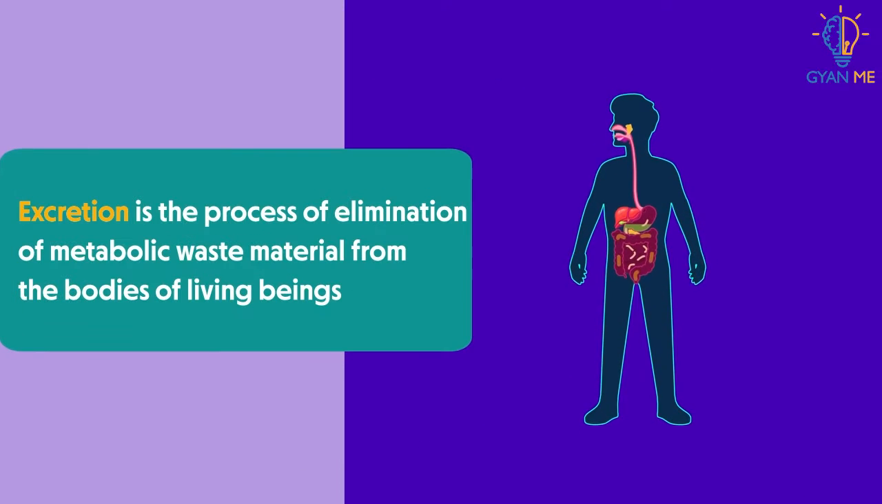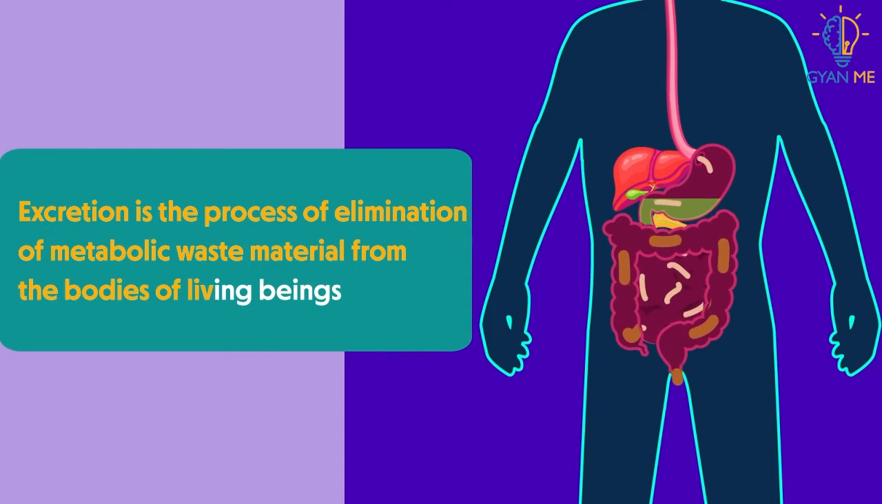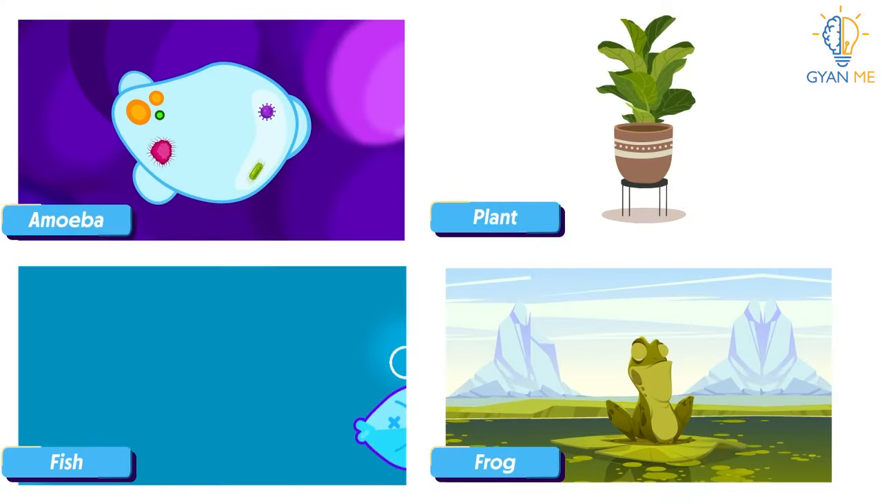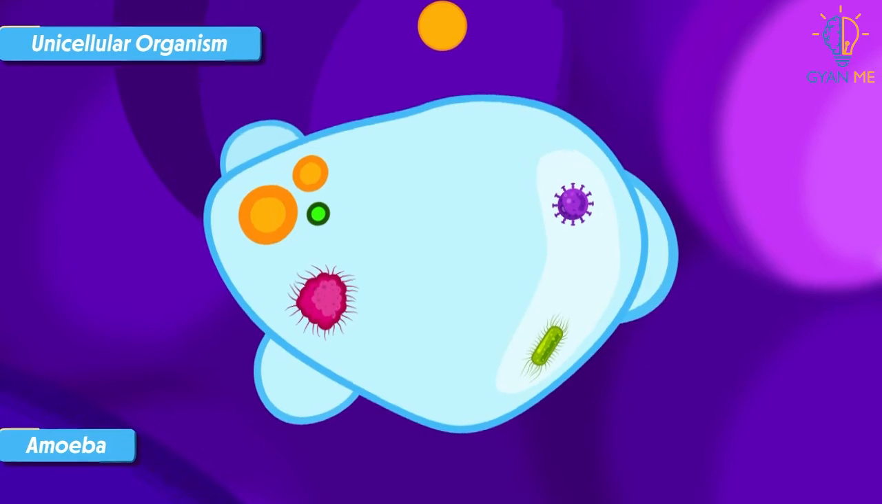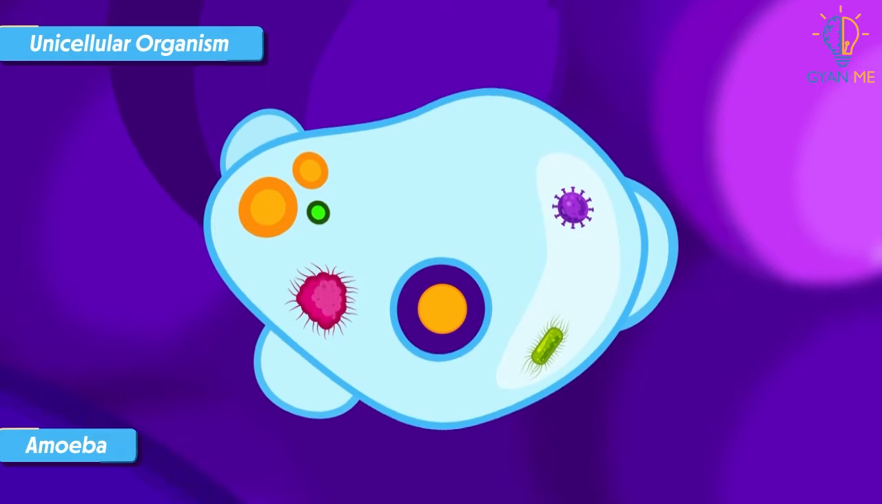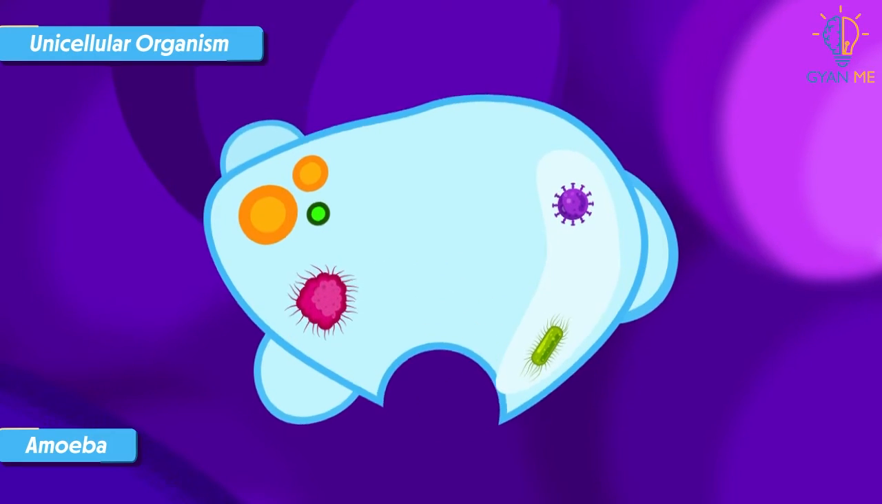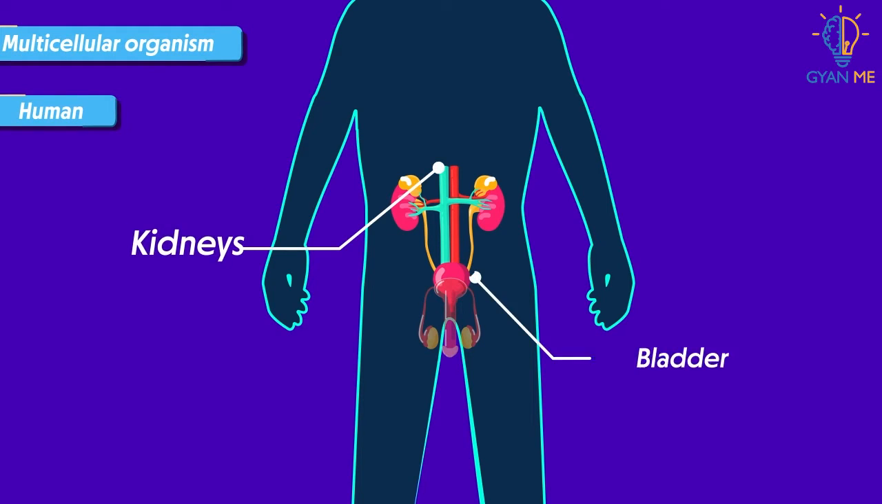As we know that excretion is the process of elimination of metabolic wastes from the bodies of living beings, may it be plants or may it be animals. For example, unicellular organisms remove metabolic waste directly through their cell surface, while multicellular organisms, especially humans, have complex organs and special systems for removal of such wastes.